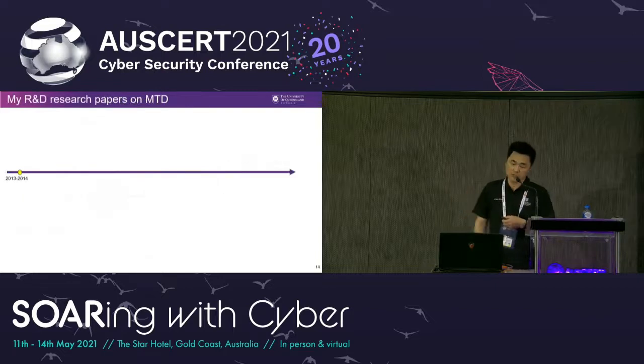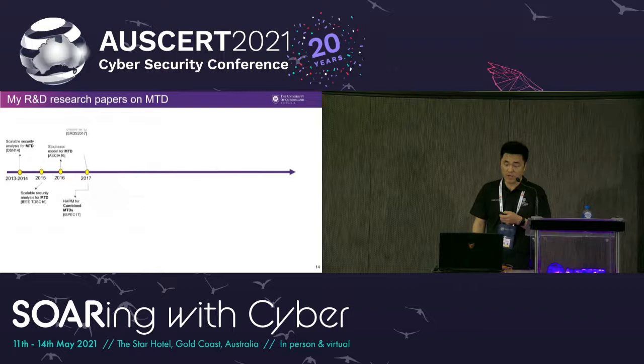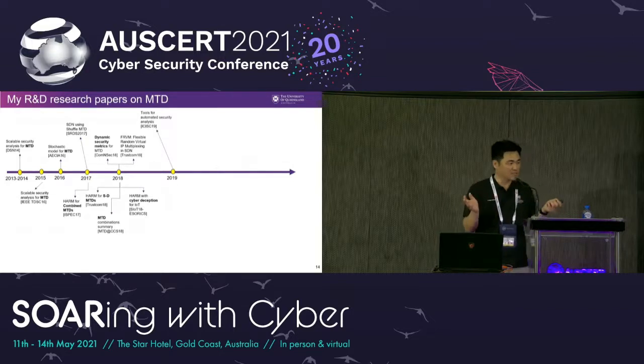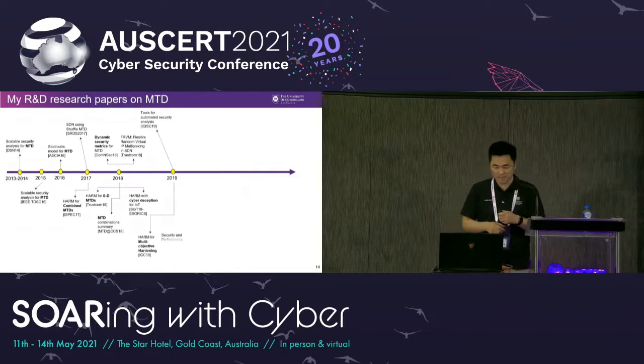This plot summarizes what I've done over the last 9 years or so. This paper was published in 2013, the first one, and then over the years I published a lot of papers in the MTD area. It started with how we can evaluate the effectiveness of MTD techniques, and then developing new MTD techniques and scalable MTD techniques, and developing MTD techniques for IoT and SDN, and also the cloud computing domain, and also developing some dynamic metrics for MTD techniques. And this is a summary of that.